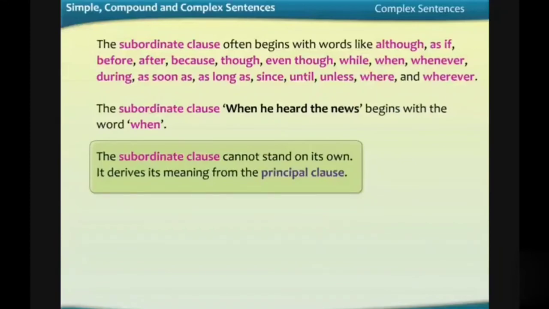In the previous example, "When he heard the news", we know "when" is a subordinating conjunction, so we can say it is a complex sentence. A subordinate clause is called dependent because it cannot stand on its own and does not have a meaning of its own. It depends on the principal clause or main clause to get a meaning. So a complex sentence will have one main clause and one or more subordinate clauses.